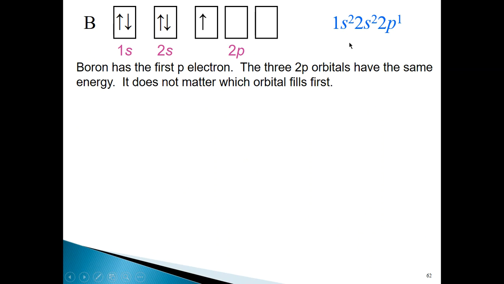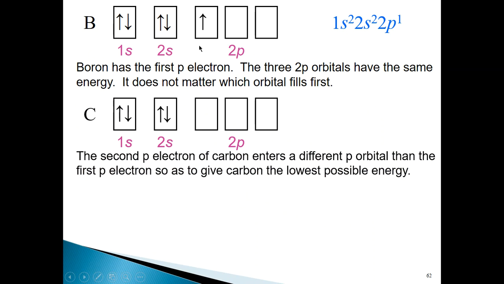The next element would be carbon. So to get from boron to carbon, this is boron. The next electron will go into one of the other 2p orbitals, like that. And therefore, the electron configuration will be 1s2, 2s2, 2p2. And then when you get to nitrogen, this is the same as carbon.